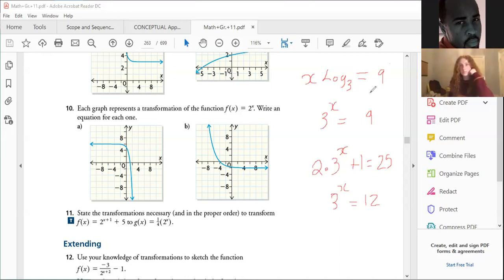Now there's one last step. What's x? We bring this log over there: x equal to log base 3 of 9. So I'm going to get a log calculator.